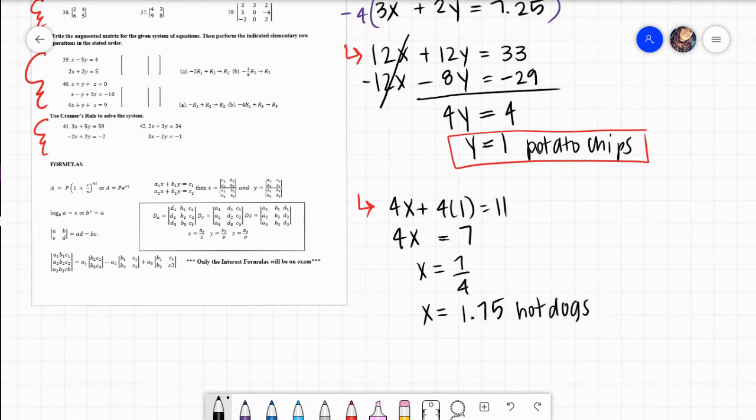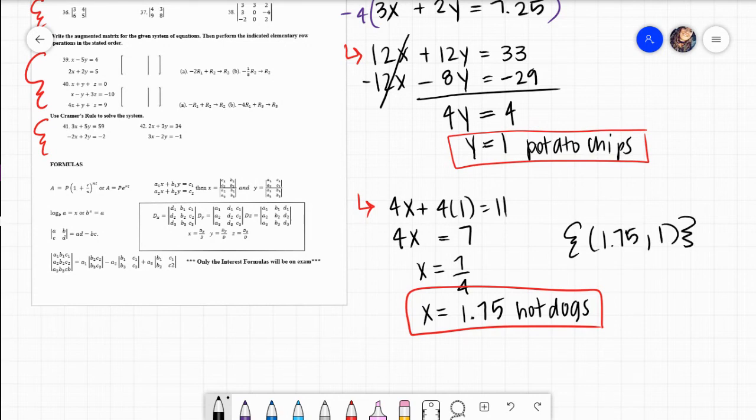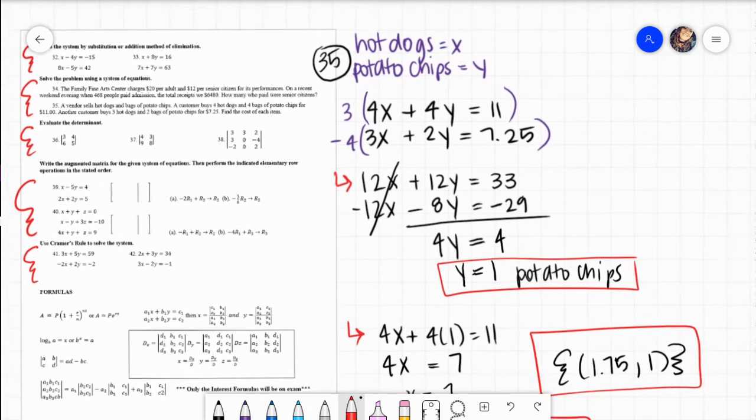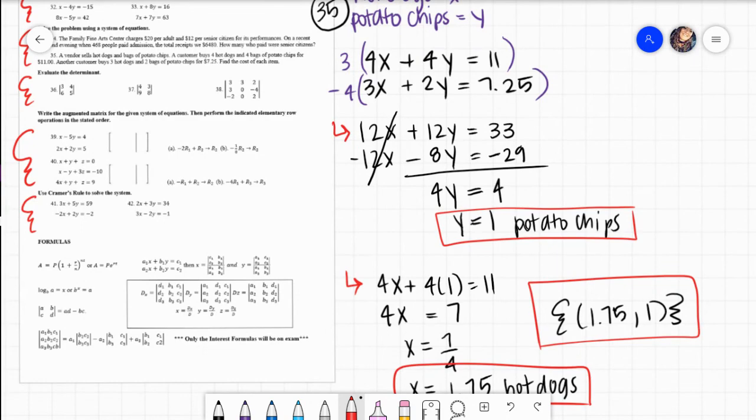And so if you put this into an xy form, just saying which ones are the hot dogs and which ones are the potato chips would be fine. But if you did something like this, of course, that is also fine. Also for 34, whatever problem we did there, there's only one answer, but if you had done something like that, that would be okay.